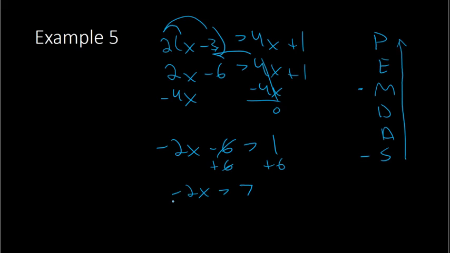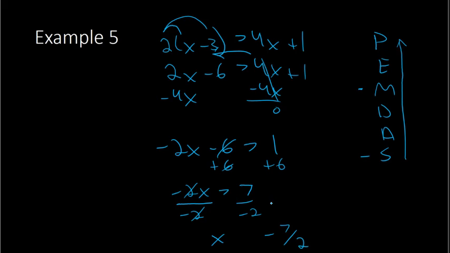And then from here, we have negative 2 times x. So to move that over, I do the inverse, which is division. So divide both sides by negative 2. I now have x on the left side, negative 7 over 2 on the right side.